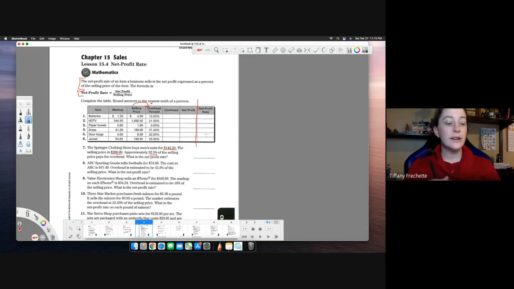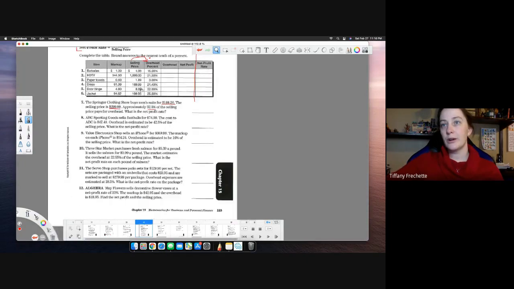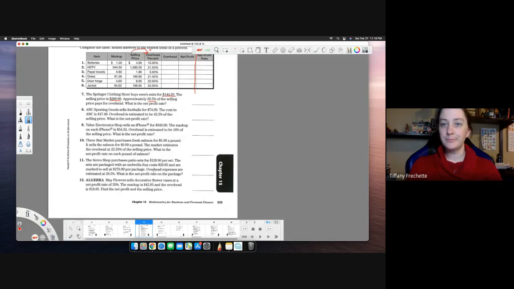So each one is going to have at least three calculations here. Find the markup, find the overhead, subtract those two, and then divide by your selling price. It goes through this table, a little bit more advanced because they're making you do the markup as well. Each one goes through the same process, so I'm not going to go through each one. I'm going to jump down to number 12, which is the algebra problem.